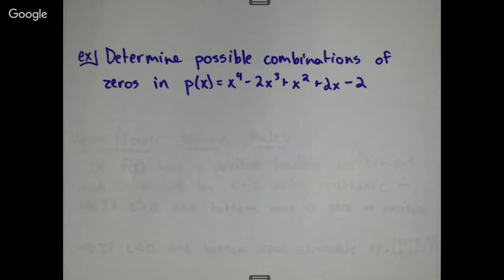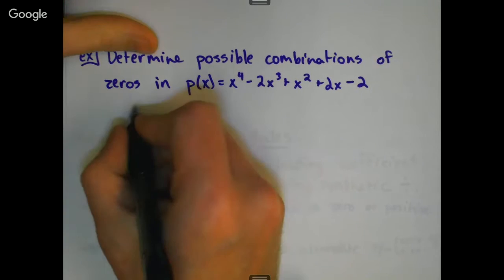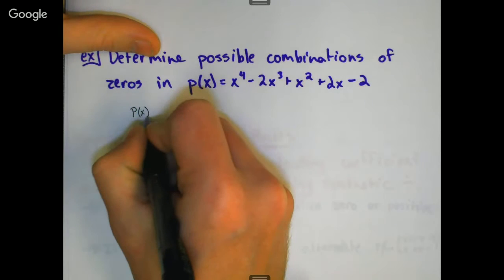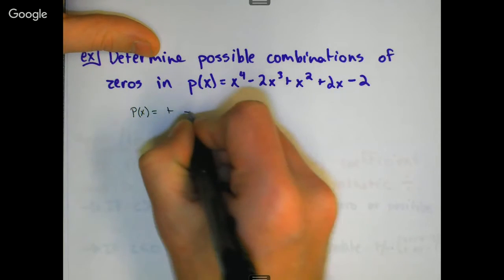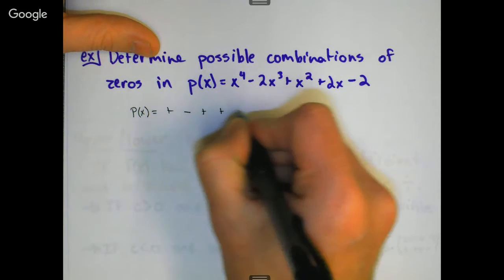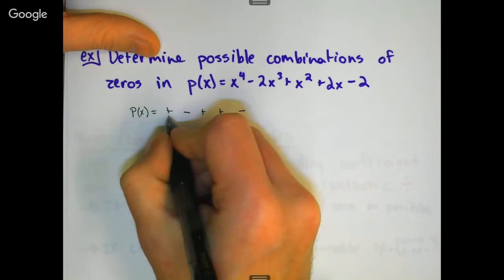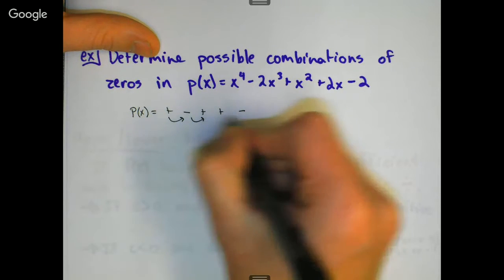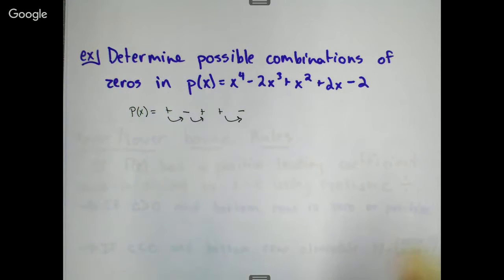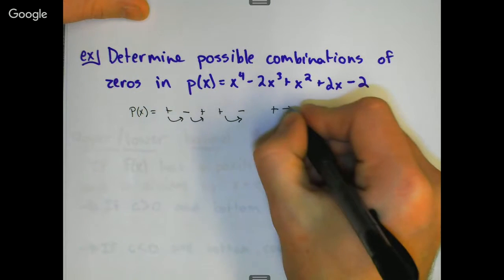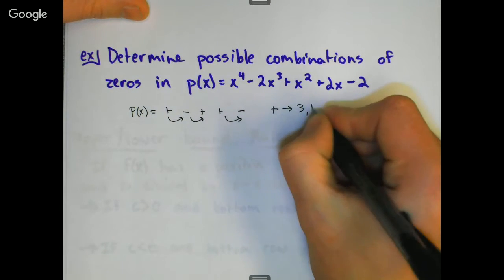Okay, so again, we look at sign changes of P of x. So P of x was plus, minus, plus, plus, minus. So that's 1, 2, 3 sign changes. Okay, so positive zeros was 3 or 1.